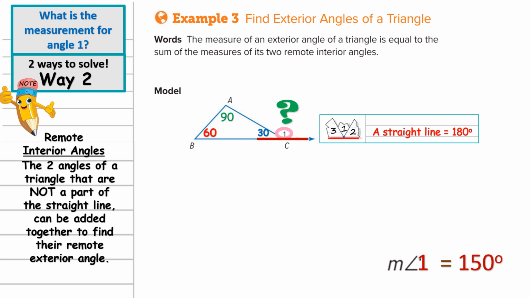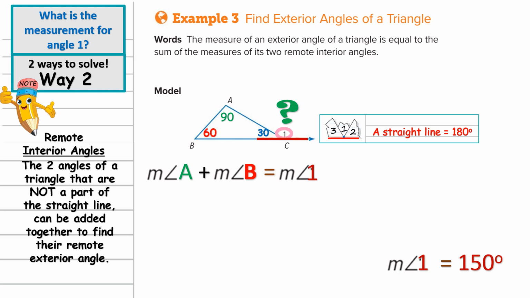So if I am using my remote interior angles, the two that are inside and not connected to that straight line, then I can add those two together and get my exterior angle, the one that's not connected to them and on the outside. So what we're saying is that if I add the measurement of angle A and the measurement of angle B, then I can get the measurement of angle 1, which is a remote exterior angle.